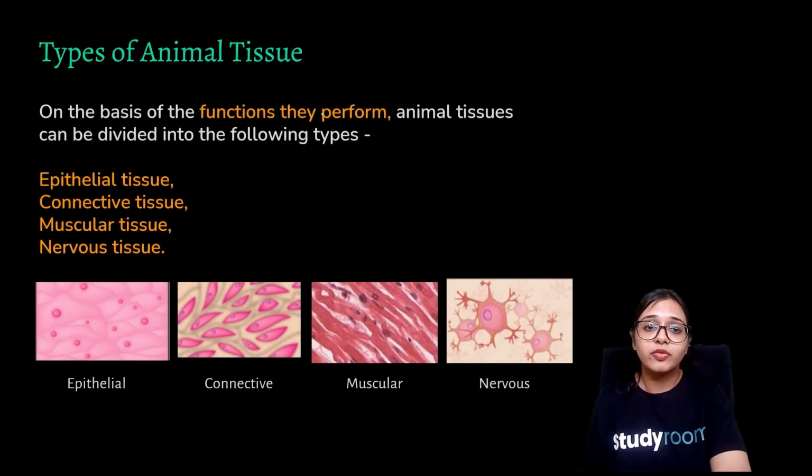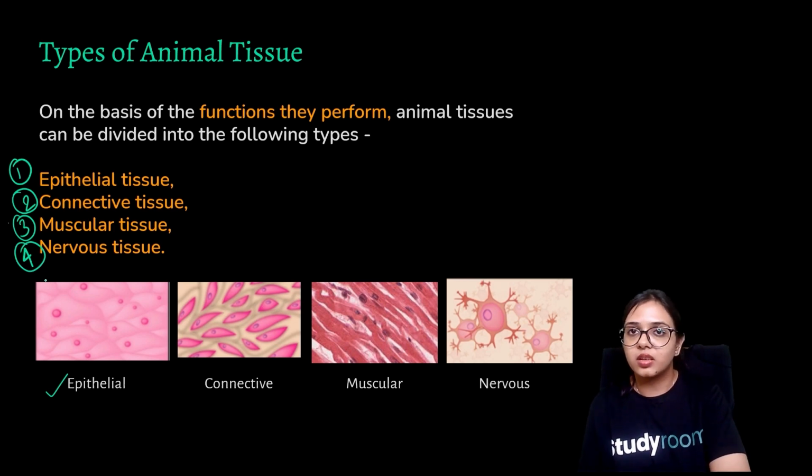On the basis of the functions they perform, animal tissues can be divided into the following types. Number one is the epithelial tissue. You can also see it here in the diagram. Number two is the connective tissue. Number three is the muscular tissue, and number four is the nervous tissue.